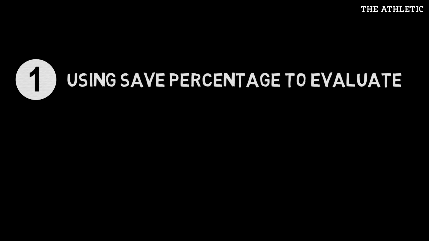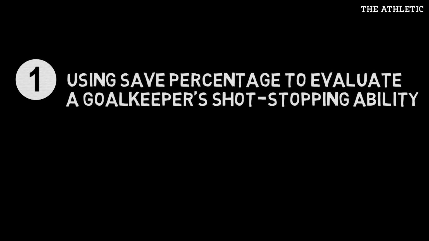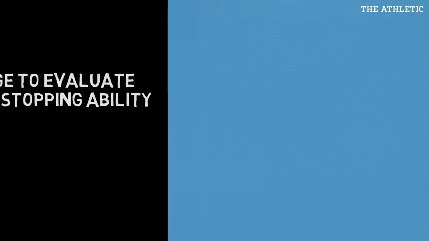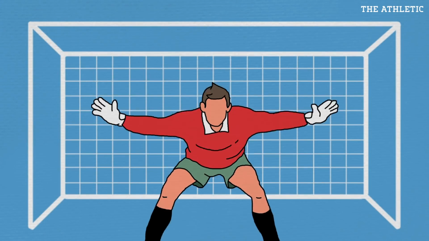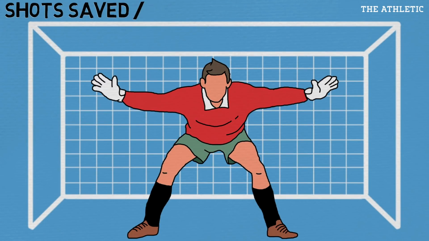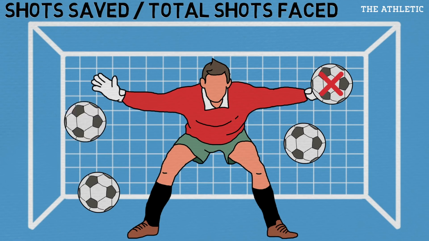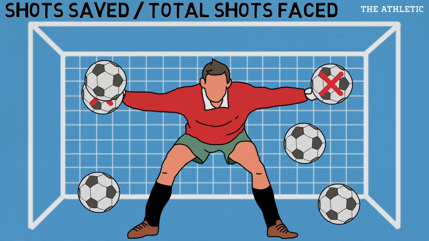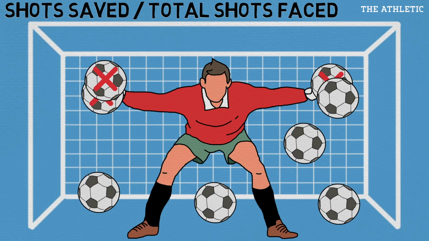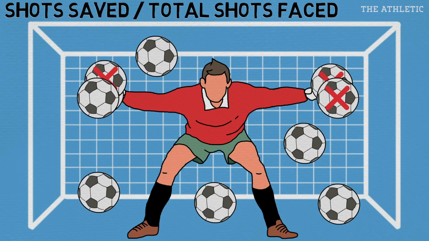1. Using save percentage to evaluate a goalkeeper's shot-stopping ability. The equation for save percentage is shots saved per total shots faced. There's no accounting for the difference in the type and quality of shots that a goalkeeper faces, which will have a large impact on his ability to make a save, and therefore the save percentage.